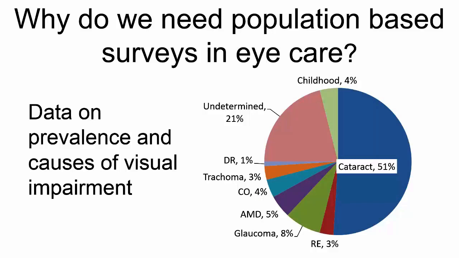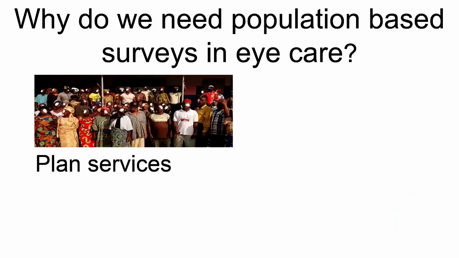Well, these surveys provide data on the prevalence and the causes of visual impairment. And this information is really important for a number of reasons. Firstly, it's important for helping to plan services and eye care programs. So knowing how many people are visually impaired or blind and what the causes are and who within a population are particularly affected enables programs to determine what services or interventions are needed for who and for how many.